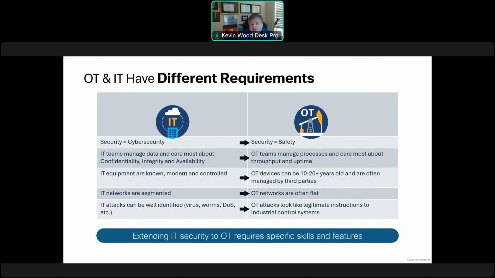which is what do these terms mean when you start talking about different teams? So the OT and IT, they have different requirements.